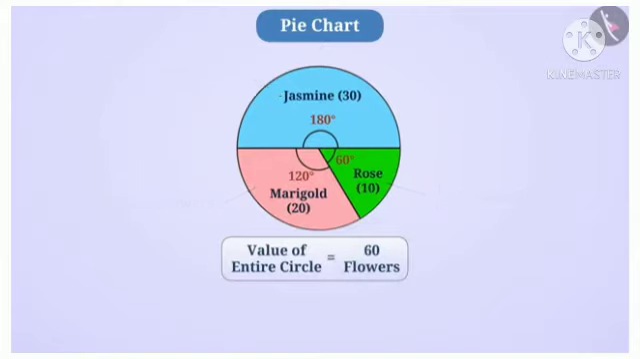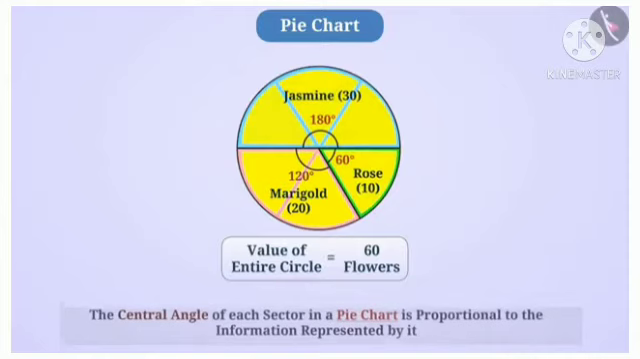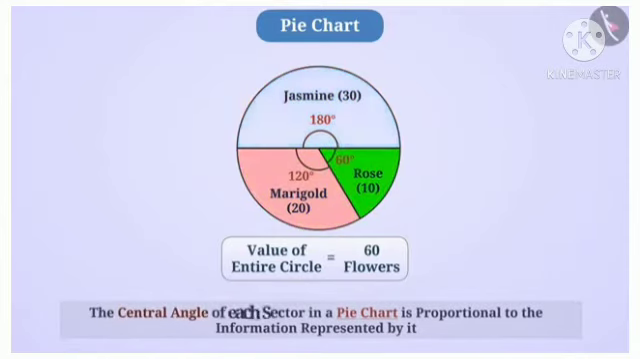At the same time, the pie chart also helps us to compare different parts. For example, it can be said that the number of marigold flowers is double and the number of jasmine flowers is triple as compared to the number of rose flowers. The central angle of each sector in a pie chart is proportional to the information represented by it. For example, the central angle representing the number of jasmine flowers is in proportion to the number of jasmine flowers.